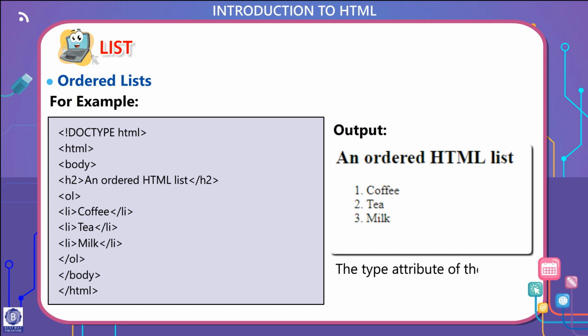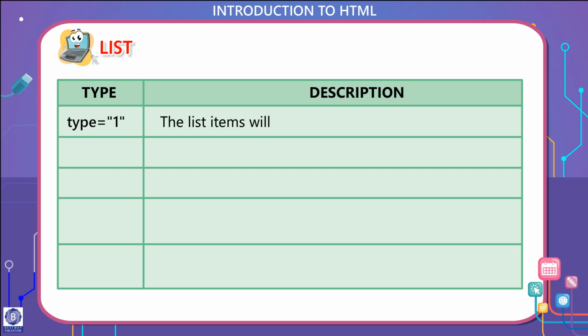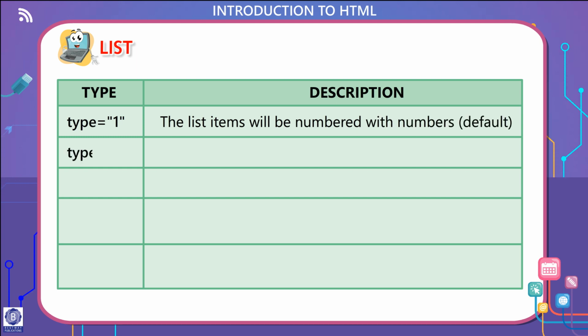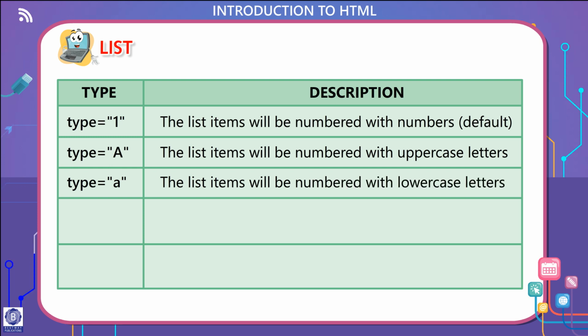The type attribute of the OL tag defines the type of the list item marker. Type, description. Type is equal to 1. The list items will be numbered with numbers, default. Type is equal to capital A in double quotes. The list items will be numbered with uppercase letters. Type is equal to lowercase a, which is a small a, in double quotes. The list items will be numbered with lowercase letters.